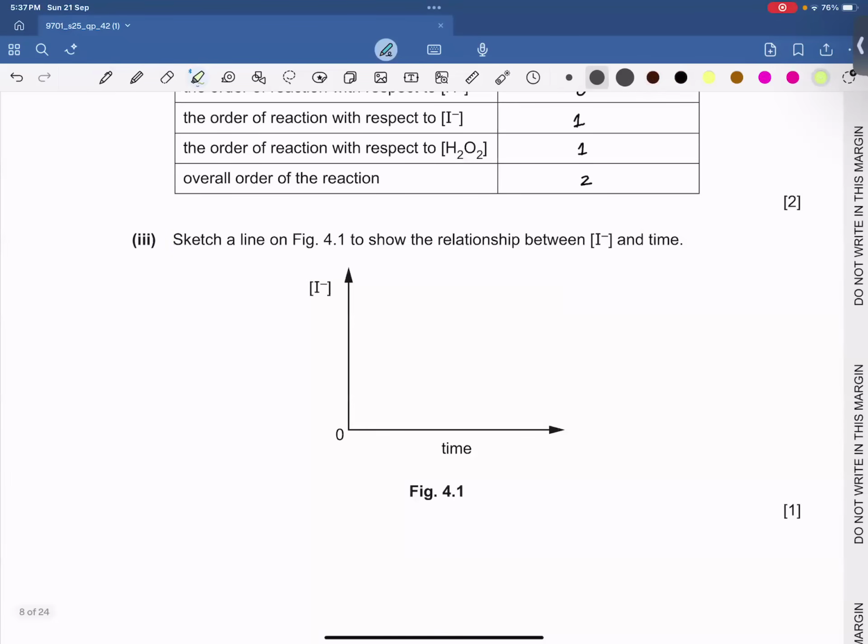Sketch a line on figure 4.1 to show the relationship between concentration of iodide and time. Since iodide has first order, and in a first order reaction the concentration and time graph has to be like this, in which constant half-life is observed. And we have done this in class also.